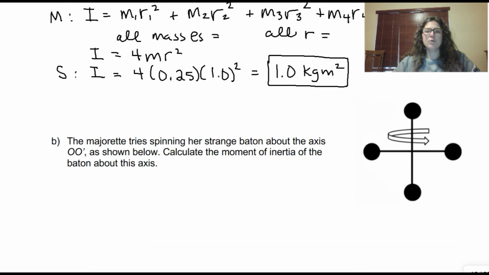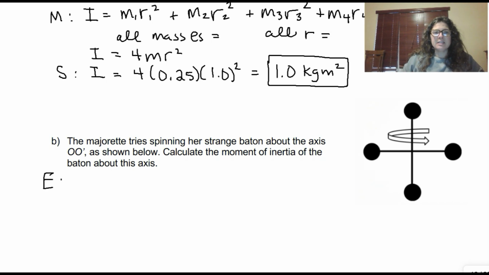Our second example requires that we look at a slightly different situation. The majorette tries spinning her strange baton about the axis OO as shown. Calculate the moment of inertia of the baton about this axis. So this one's a little bit different. Rather than rotating perpendicular to the page, now it's just spinning in a circle. So really the top and the bottom particles aren't really moving. It's only the middle 2 particles that are spinning, which changes the behavior of our moment of inertia.